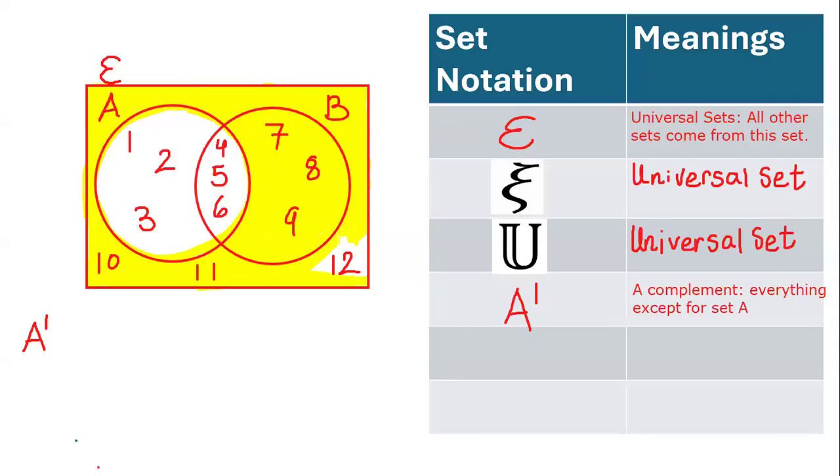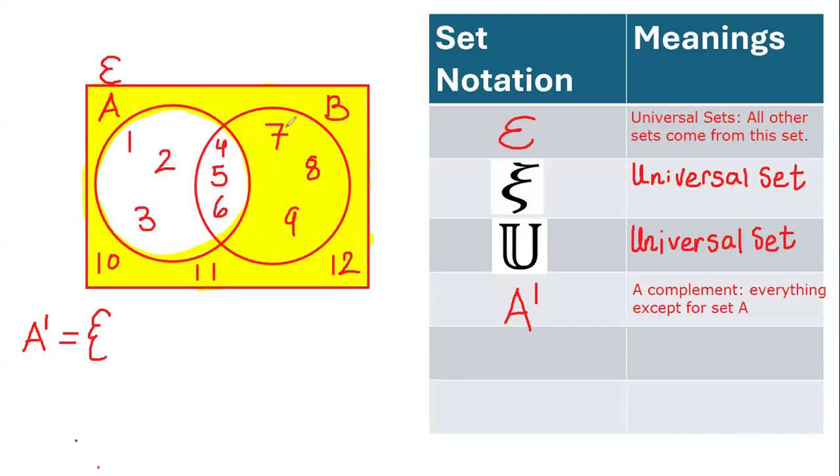All right. So what are the elements that are going to be in a complement? A complement is going to be equal to what? What are the numbers that are going to be in a complement? Class, what are the elements that are going to be in the complement of A? 7, 8, 9, 10, 11, and 12.